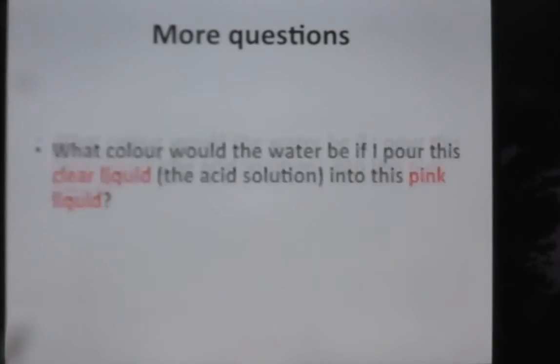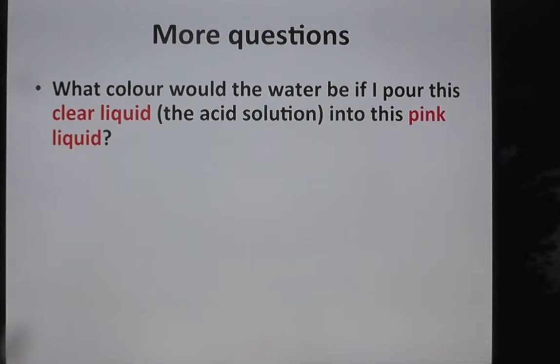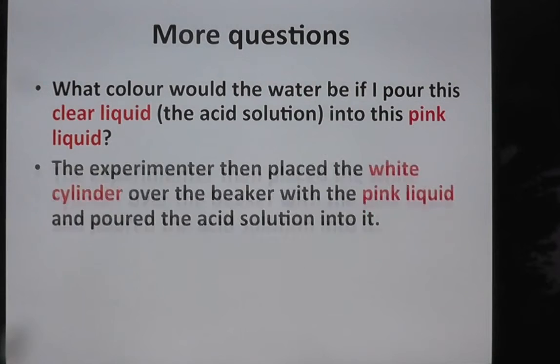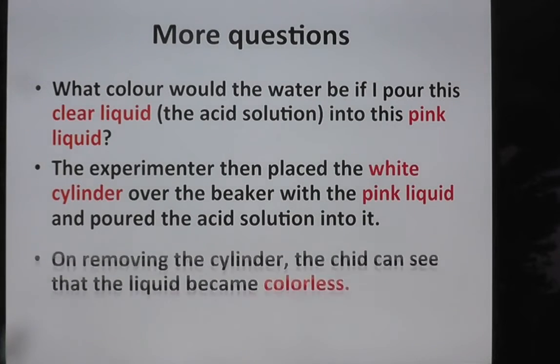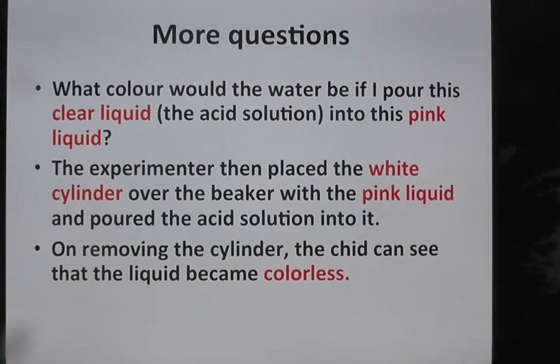More questions are asked. What color would the water be if I pour this clear liquid, the acid solution, into this pink liquid? The experimenter then placed the white cylinder over the beaker with the pink liquid and poured the acid solution into it. On removing the cylinder, the child can see that the liquid became colorless.